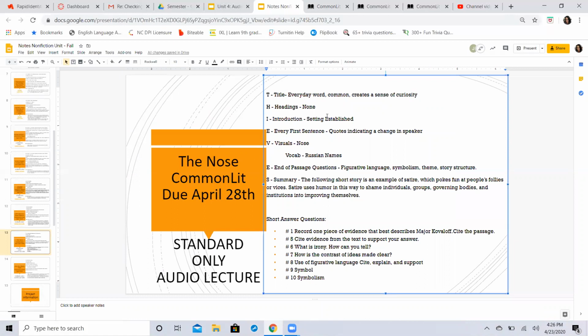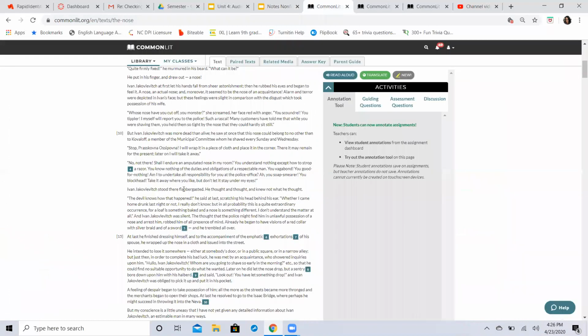I kept with a thieves approach as far as breaking this down, even though it's a short story passage. So some of this is going to work a little bit better than the other parts. Titling the passage "The Nose" creates a sense of curiosity. It's an everyday word. It's something we all know and we're comfortable with. So when you see the title of this passage, it should kind of cause you to be a little bit skeptical or suspicious about what's going to happen. No use of headings, but the passage does break down at various parts.